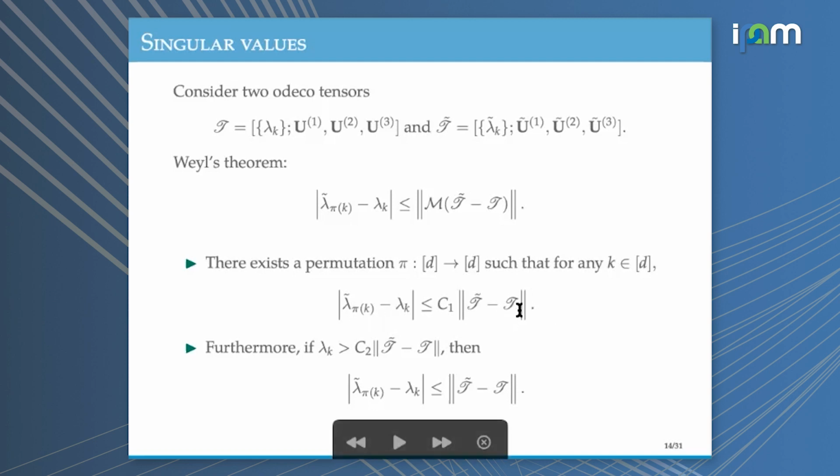What we have here is a general bound for any singular value. But if a singular value is large enough, then we can remove this constant. This will be 1. Here's one more note I want to add. If you compare this with the classical Weyl's theorem, in the classical Weyl's theorem you can just sort these singular values. But in the tensor case, you don't want to do that.